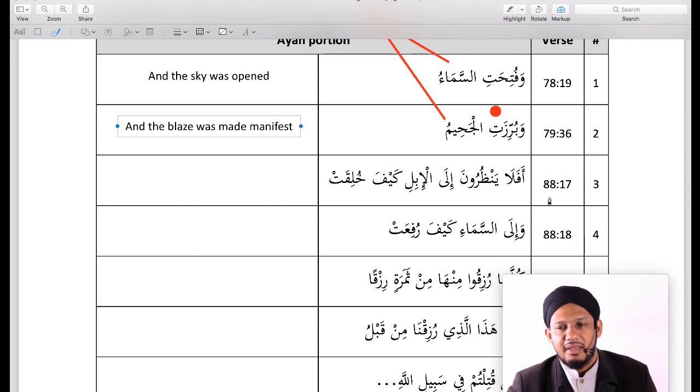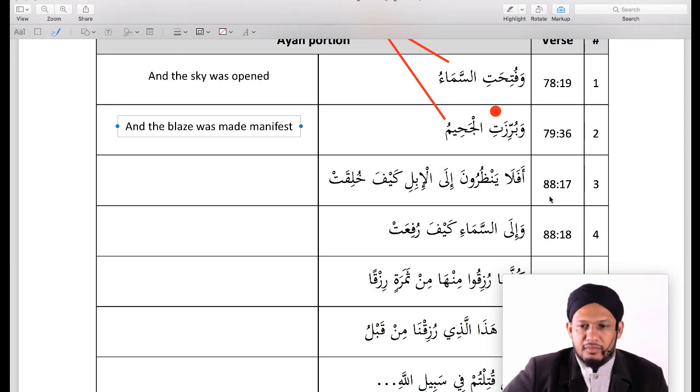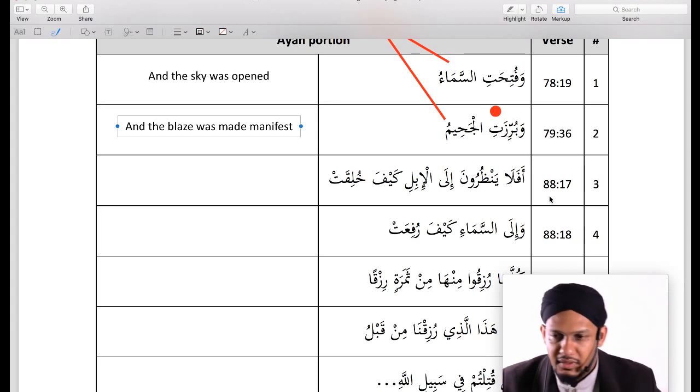afala yanzuruna. Afala, so do not yanzuruna. Do they not look ila, to al-ibil. Ibil is the camel. Kayfa, how, khuliqat. Answer me two questions. How do I translate khuliqat? And where is the naibul fa'il? Remember, it can only be end, left, or inside. I'll translate the rest along.